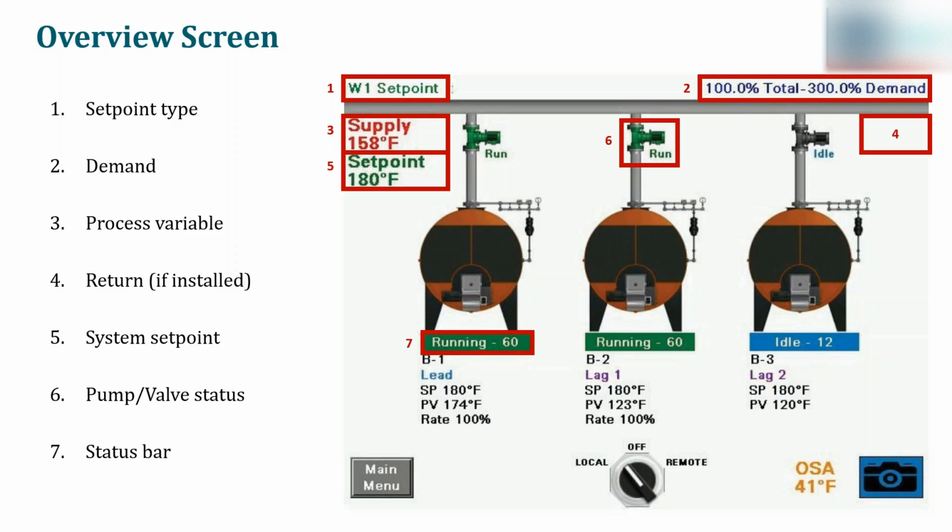The status bar below each boiler tells you what that boiler is doing. Is it running? Is it idle? Is it not communicating? Is it in alarm? It also gives you a number there, and that number is actually the LMV phase. Those of you that are very familiar with the LMVs will know that phase 60 is normal operation, so the boiler is just on and humming along.